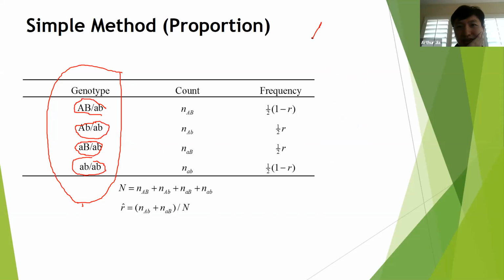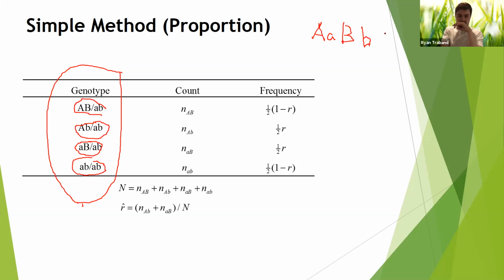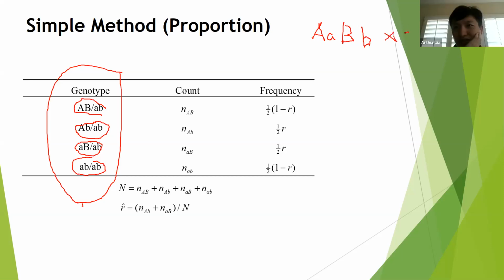Actually, if we cross this F1 dihybrid with this parent, right? If we do this, we're going to get this result. Is that clear?